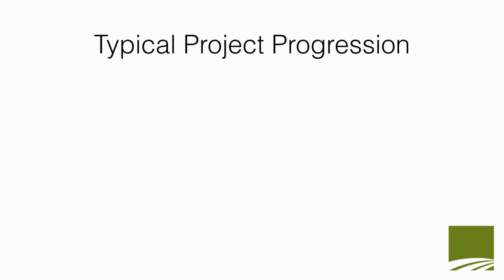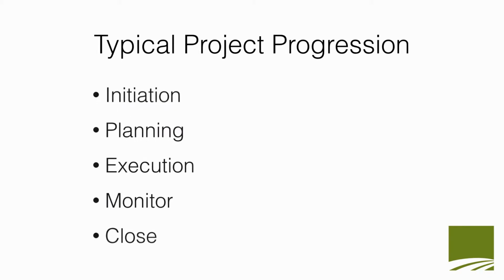So let's start with a typical project progression. Here it is. We'll look at it from a high level. Initiation is getting a team together, forming the project. Planning is where we map out the project. Execution is when items are implemented. The monitor phase is how we keep track of the project. And then we close the project and we pat ourselves on the back and move on to the next project.